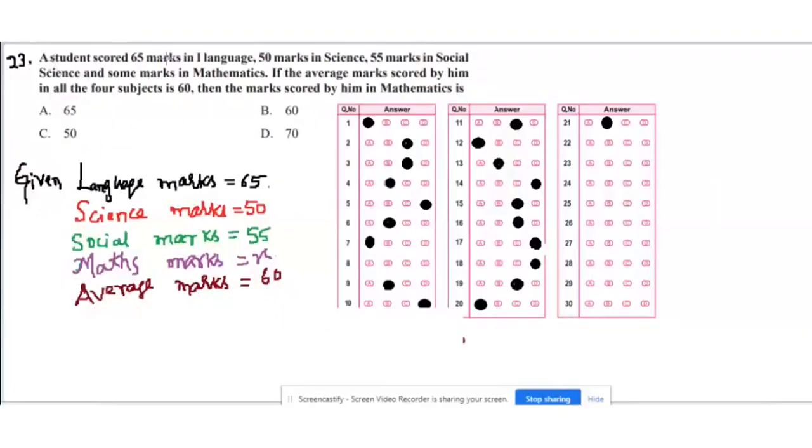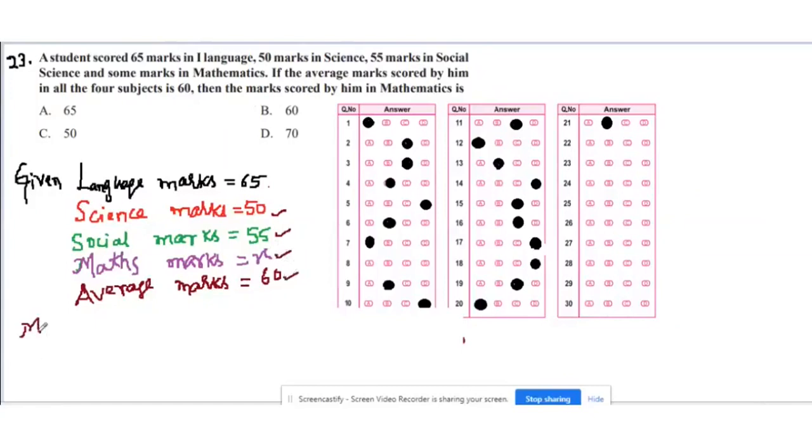23rd question. A student scored 65 marks in first language, 50 in science, 55 in social and some marks in maths. We don't know the mathematics marks, that is our target to find in this question. If the average marks scored by him in all 4 subjects is 60, find the marks scored by him in maths. So the 4 subjects are languages, he scored 65 marks, science 50, social 55 and we don't know maths marks, I'm assuming it as X, average marks is 60.